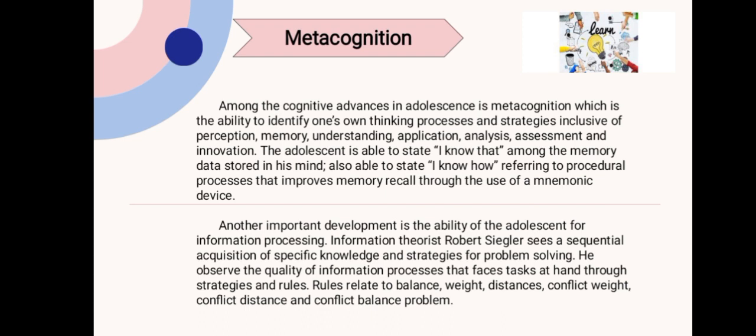Another important development is the ability of the adolescents for information processing. Information theorist Robert Ziegler sees a sequential acquisition of specific knowledge and strategies for problem solving. He observed the quality of information processes that faces tasks at hand through strategies and rules. Rules relate to balance, weight, distances, conflict weight, conflict distance, and conflict balance problem.